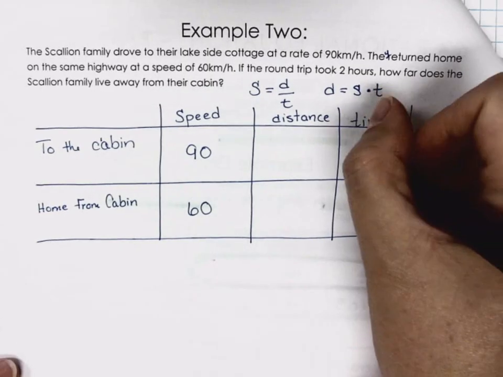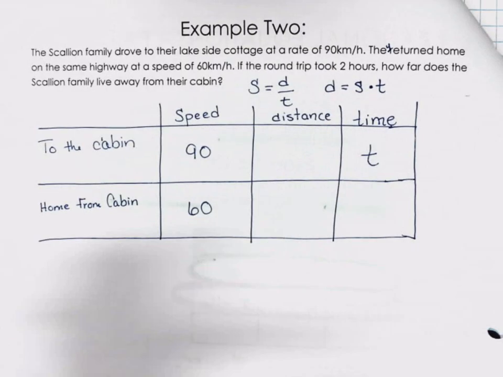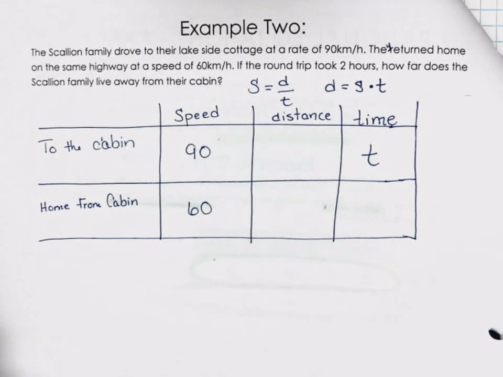I'm going to go with T for this one. I can't use D. That'll just be too confusing. On the way home, do we know how long it took us? No. But we know something about the total time. If it took me a half an hour to get to the cabin, how long would it have taken me to get home? An hour and a half.